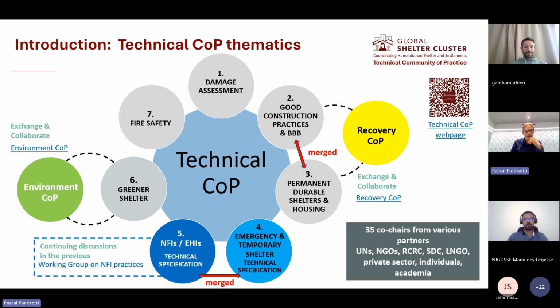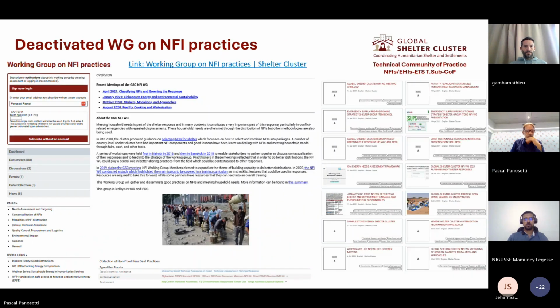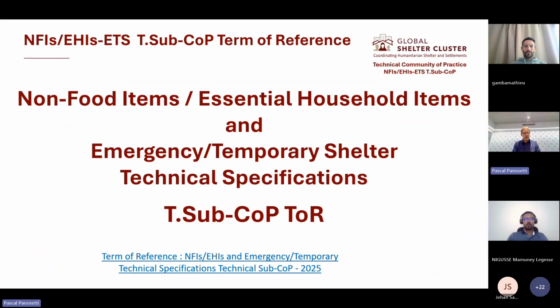We have 35 people from various organizations and academia who are managing the groups. Very quick, there is the link. We will share the links. I don't know if someone from my colleagues can copy the link. That's the link of this working group. It was deactivated in 2023, but you can already find a lot of documents concerning NFI. I'm passing over now to Mathieu for the presentation of the committee. Thank you very much. Over to you.